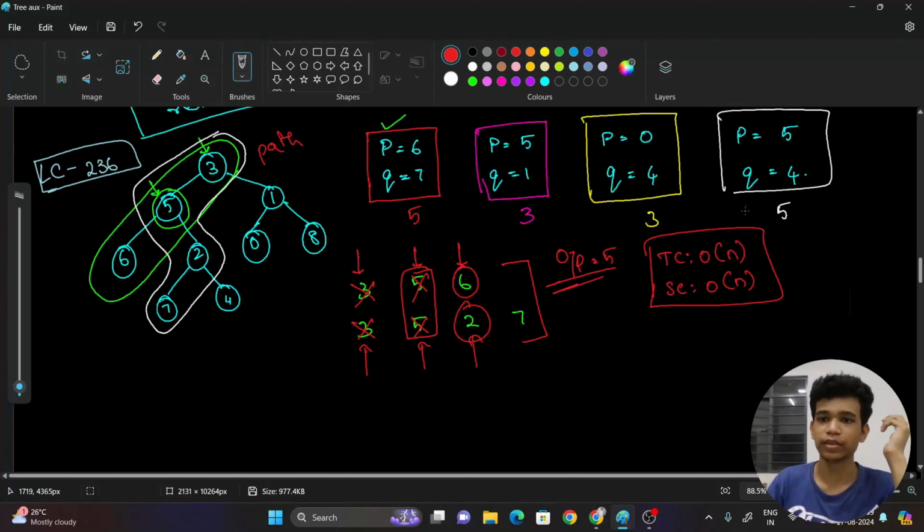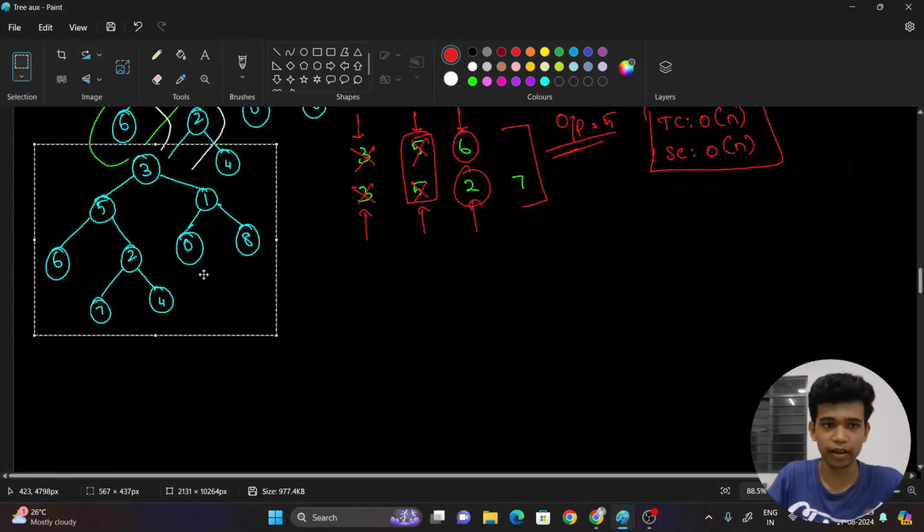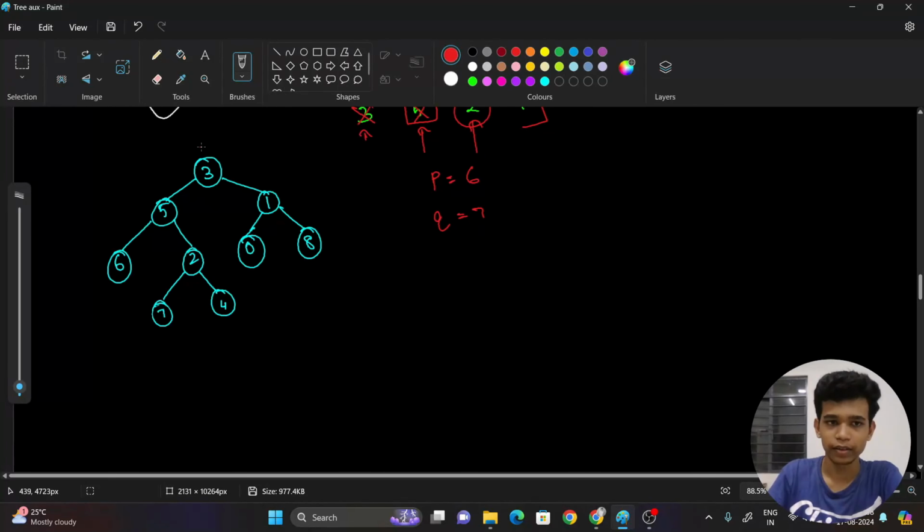Can we optimize it? A little. Okay, let us understand by taking an example. Now let us take this as our example tree. Now, P value is 6 and Q value is 7. Okay. Now, just tell me what is meant by lowest common ancestor. So, recently we have studied what?